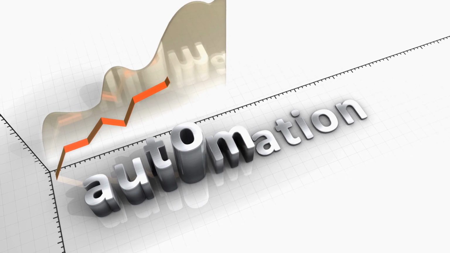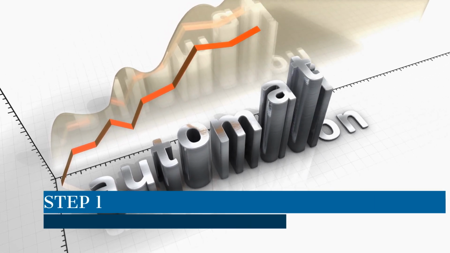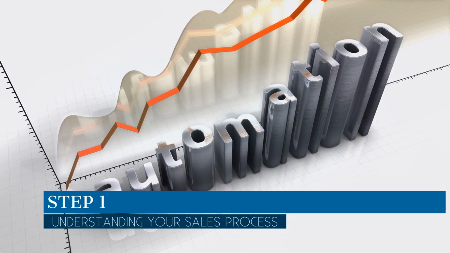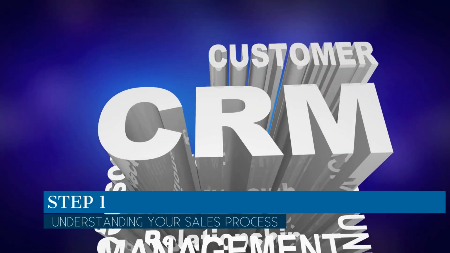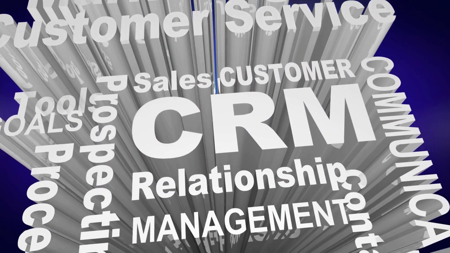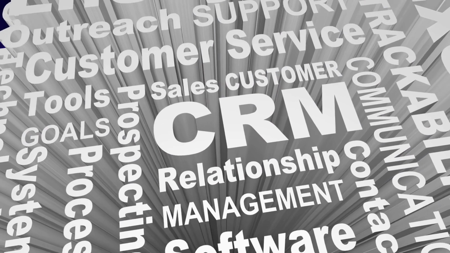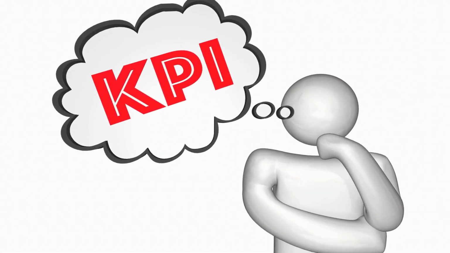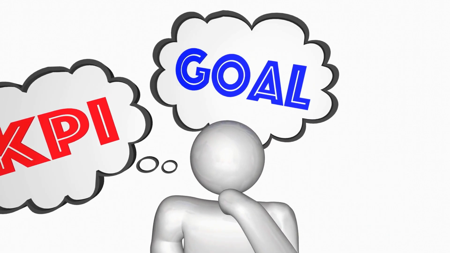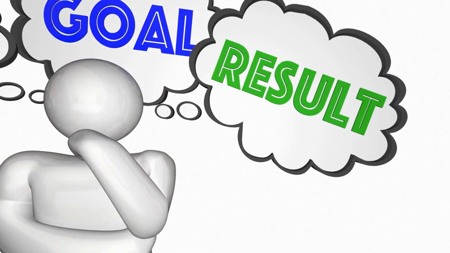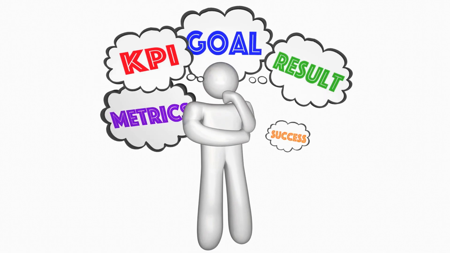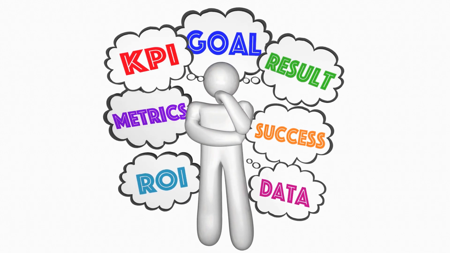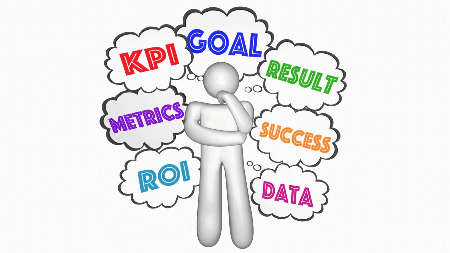Step 1. Understanding your sales process. Before implementing Salesforce automation, you must clearly understand your sales process, including the various stages, tasks, and key performance indicators. Analyze your current sales funnel and identify areas where automation can help improve efficiency and reduce manual work. Remember that a well-defined sales process is the foundation of effective automation.